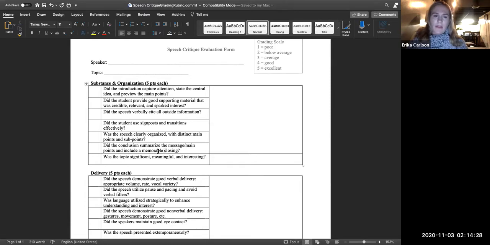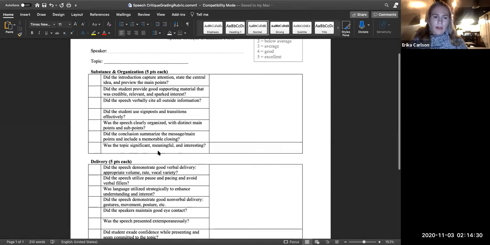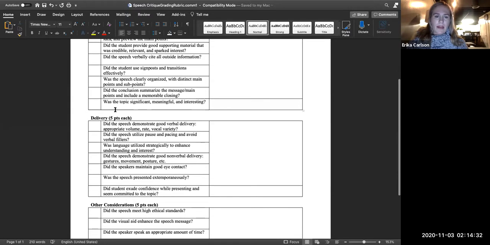That's the substance and organization category. One more thing you're going to want to look at is if the topic was significant, meaningful, and interesting to you as an audience member.